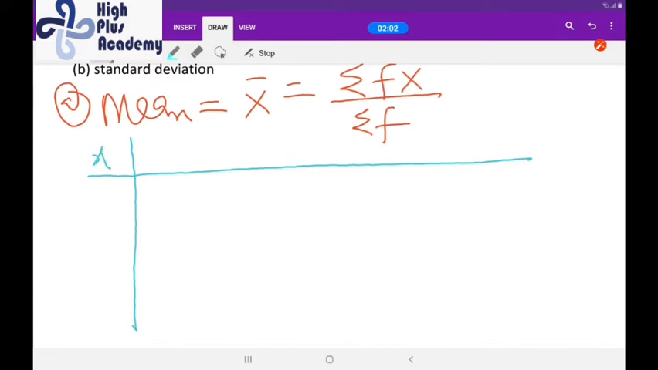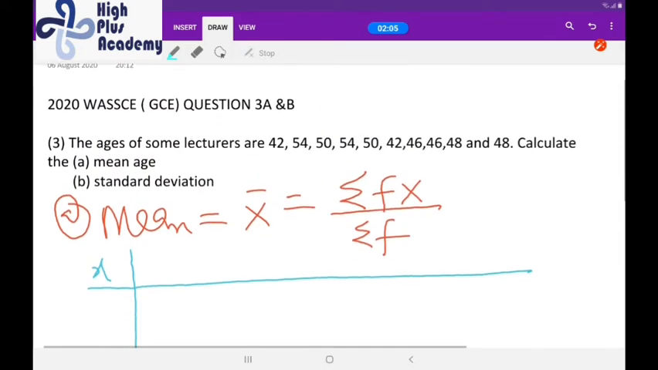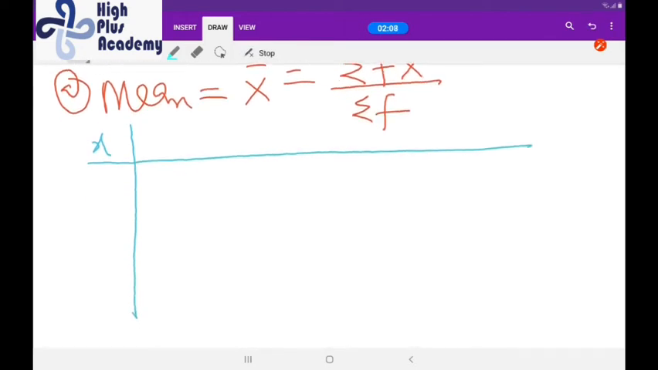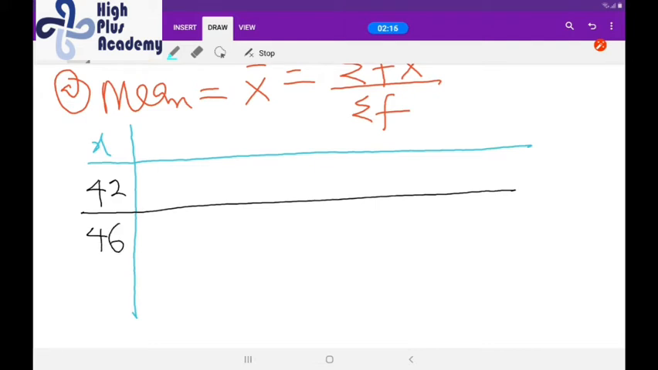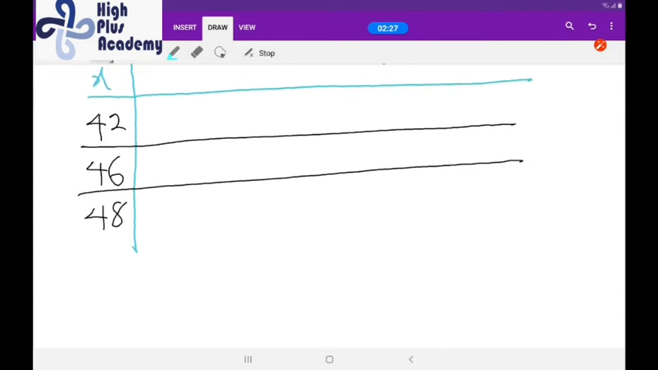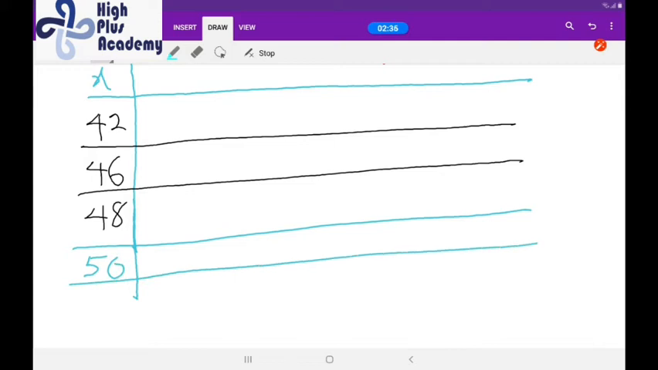So what are the things that we have? If you check very well, we have 42, 46, 48, 50, and 54. You can go back and check the values we have. You can pause the video and go over it several times. You can always do that. Very good. So what do we do again?